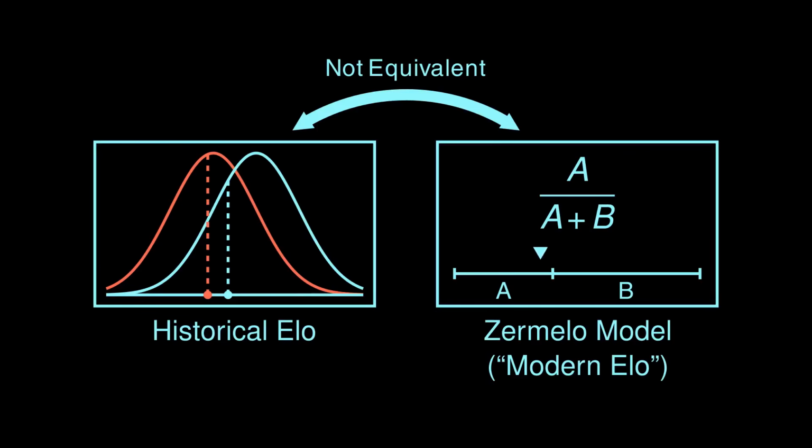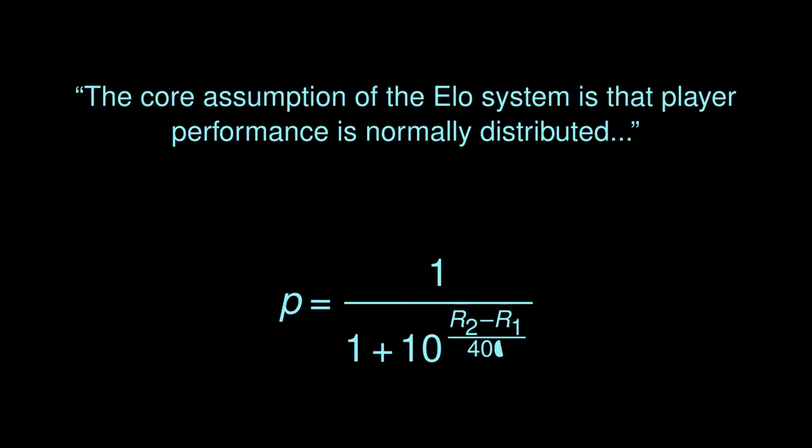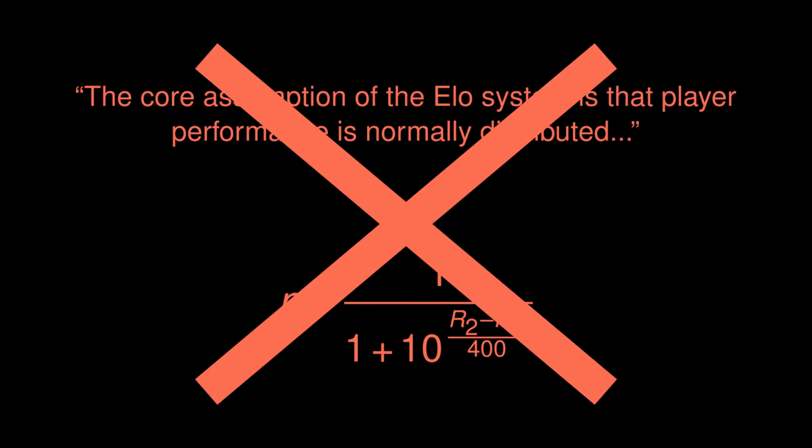Many explanations of the Elo system on the internet still claim that the model underlying it is this normal variable comparison system. So to be clear, if you ever see an explanation which on the one hand says something like, "The core assumption of the Elo system is that player performance is normally distributed," and on the other hand gives the logistic formula for probability, then the explanation is wrong. These two statements describe entirely different models of a two-player game and entirely different rating systems.